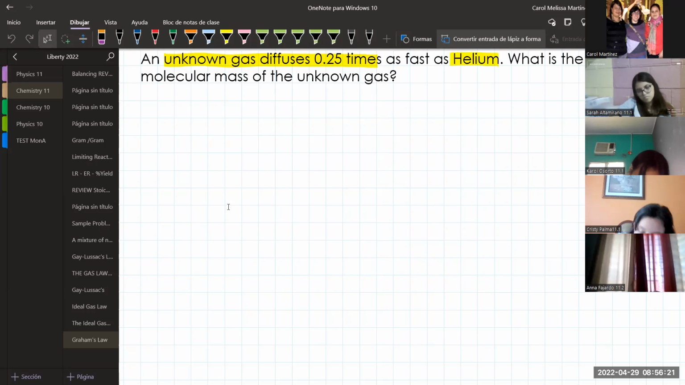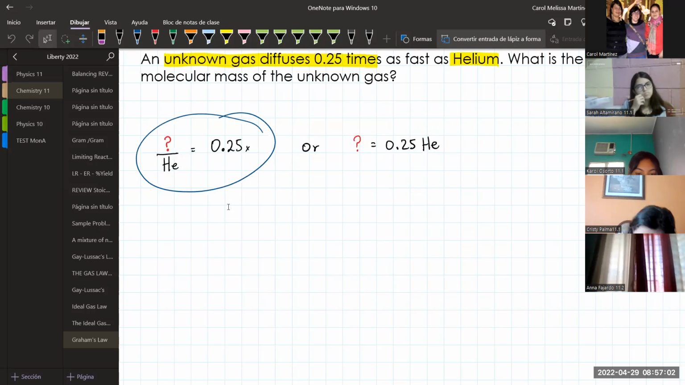So how do I write this as a ratio, as a rate? Okay, I write it like my unknown gas compared to helium is 0.25. Okay, that's the rate, or 0.25x. Okay, 0.25 times as fast as helium, or you can write it as my unknown gas has a speed of 0.25 helium, but I prefer this one.